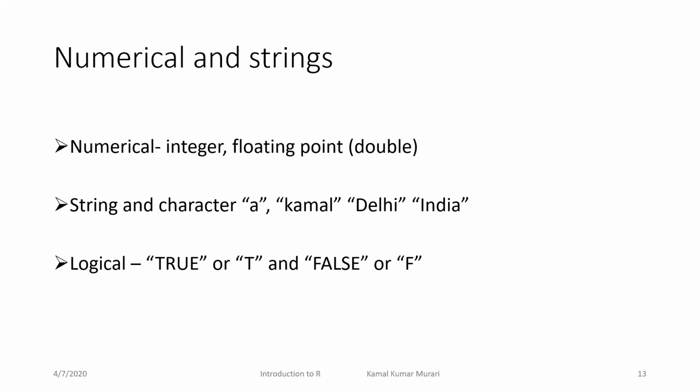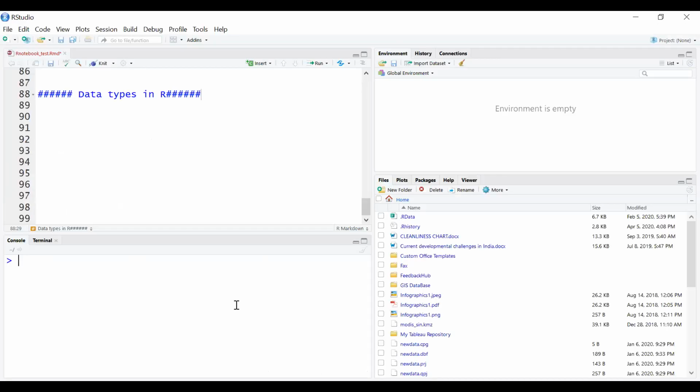So what I'll do, I'll move to our RStudio screen. Where is my RStudio screen? This is my RStudio screen. And I'll discuss how we define numerical values. So as I said, in terms of data structure, there are three.